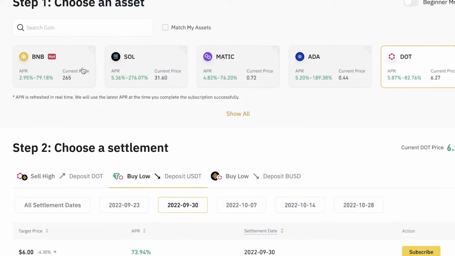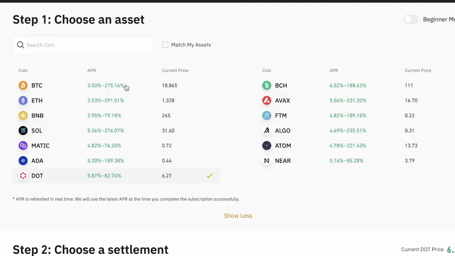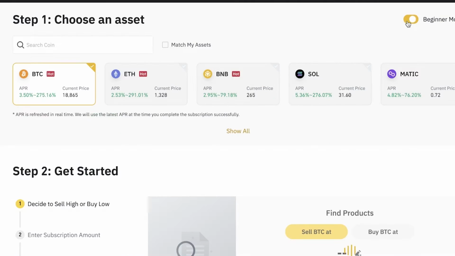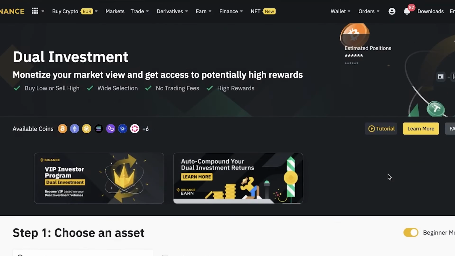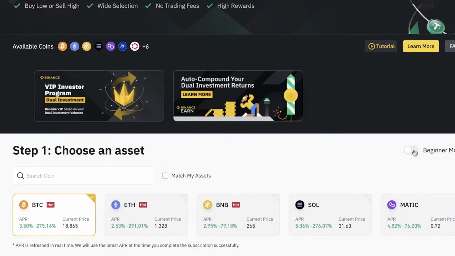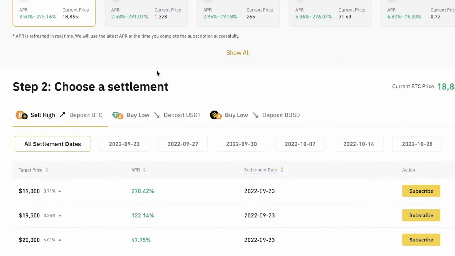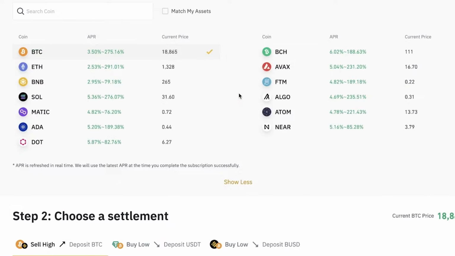Now, if you see over here, you have multiple different tokens available, and you also have a beginner's mode. So you can turn on beginner's mode just to see a simplified version. And if you turn off beginner's mode, you can see the detailed version and choose the specific kind of settlement you want. Let's take another example.